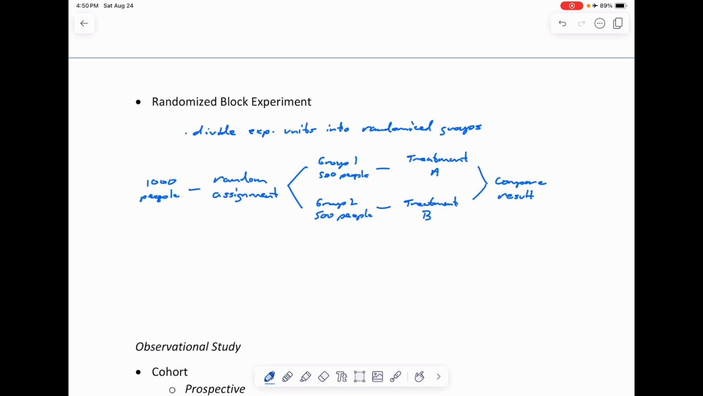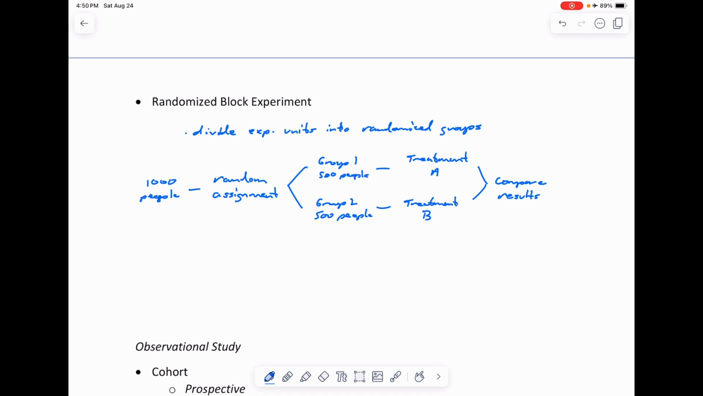How did group A or group 1 respond to treatment A? How did group 2 respond to treatment B? Is there a statistically significant difference in how those 2 groups responded? If there is, we can make the claim that it was the drug that caused the difference and not something else.